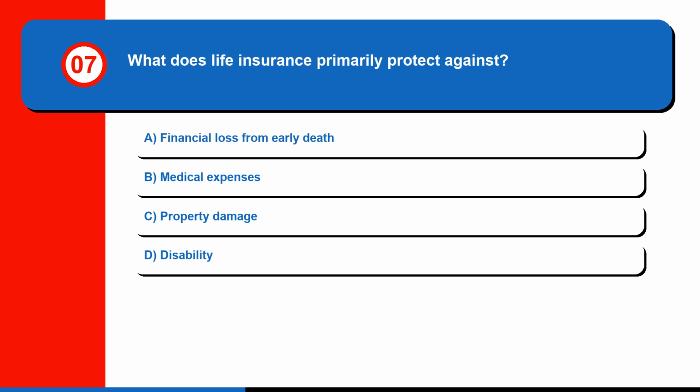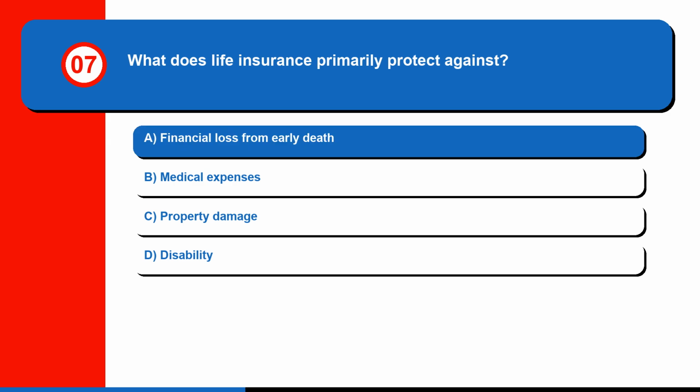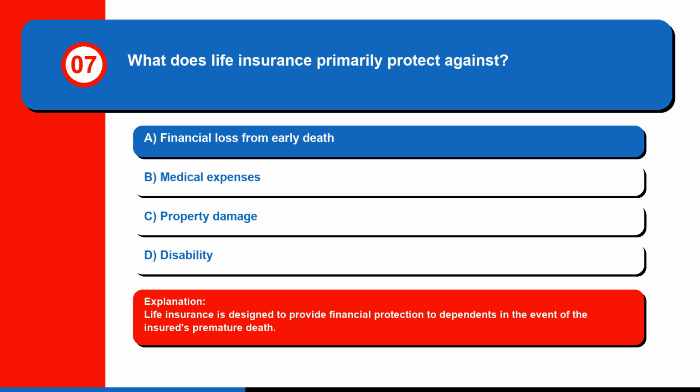Question 7. What does life insurance primarily protect against? A. Financial loss from early death. B. Medical expenses. C. Property damage. Or D. Disability. The correct answer is A. Financial loss from early death. Life insurance is designed to provide financial protection to dependents in the event of the insured's premature death.